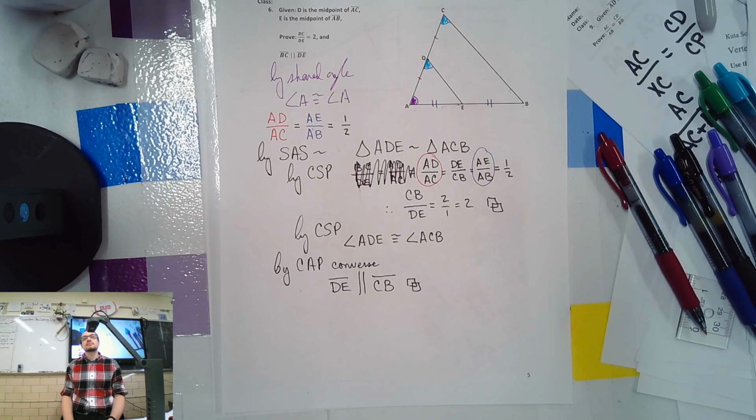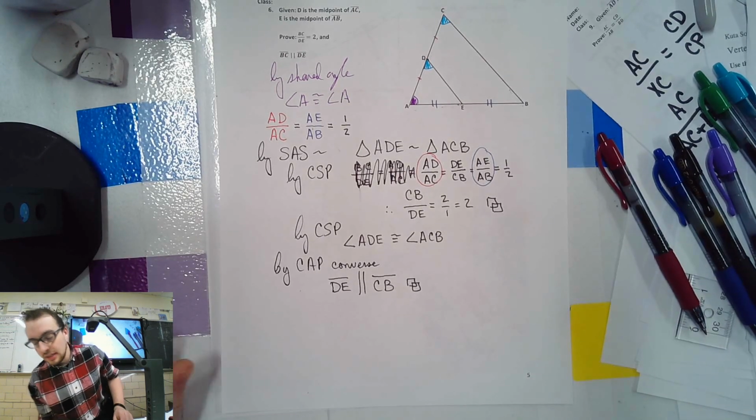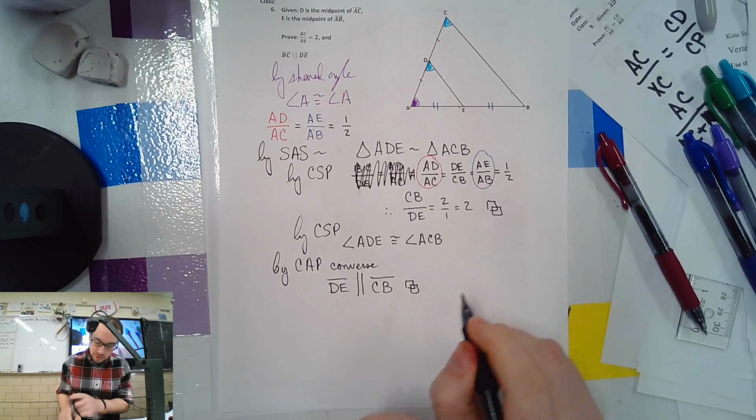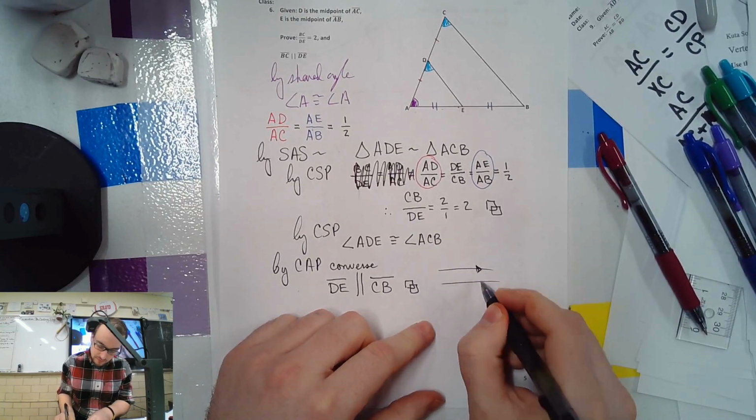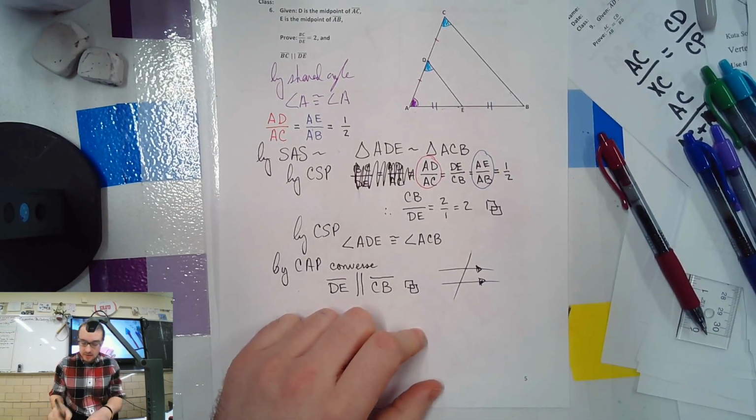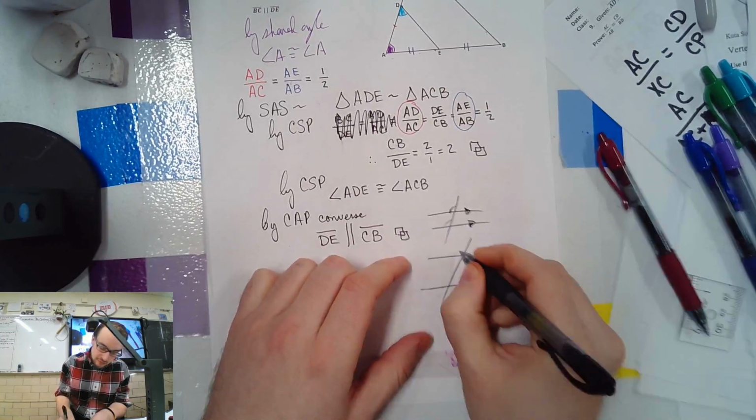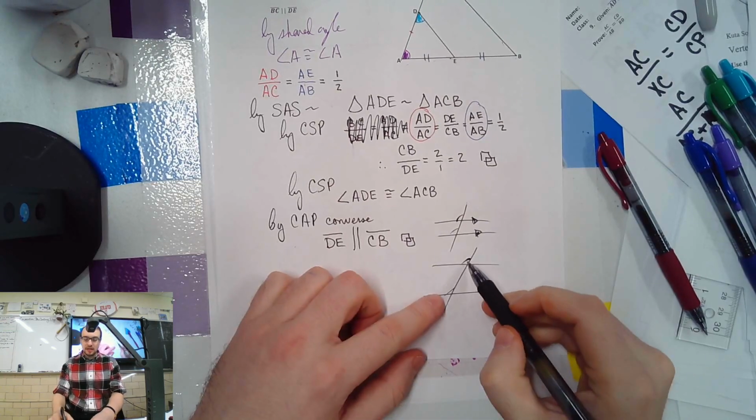I don't get the CAP converse part. Okay, so isn't it true that if we have two parallel lines and they're cut by a transversal, that corresponding angles will be congruent? Mm-hmm. CAP converse says if we have corresponding angles congruent, and they are corresponding, top left corner, right?